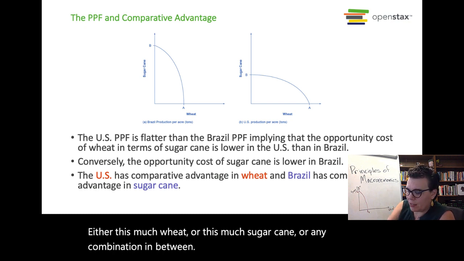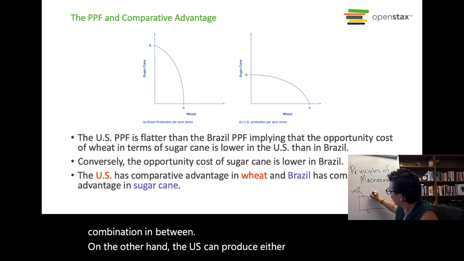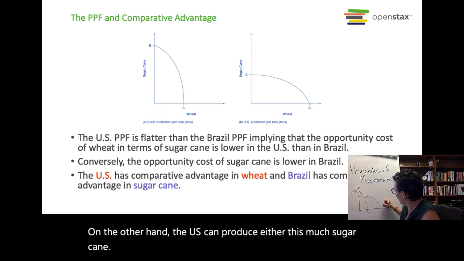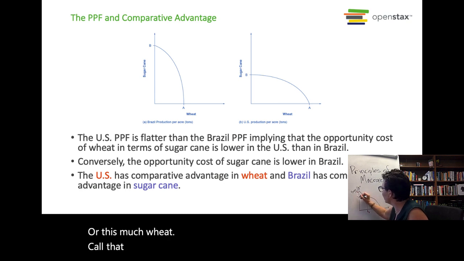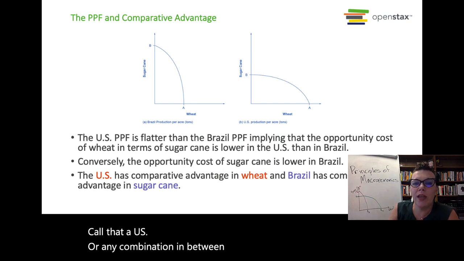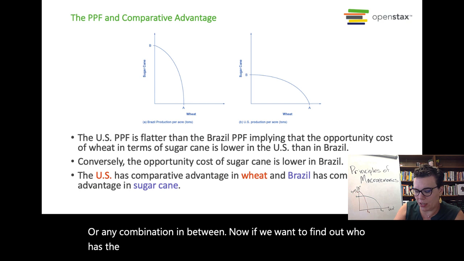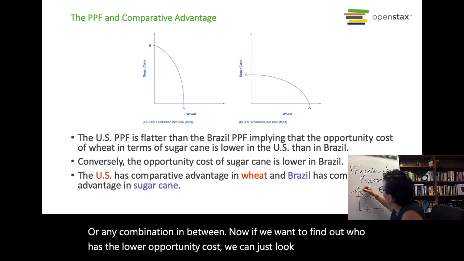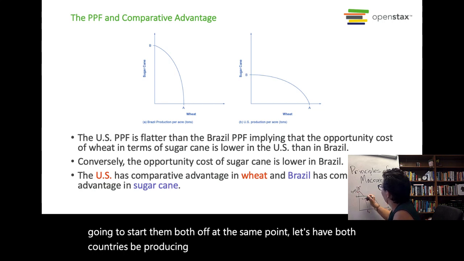On the other hand, the U.S. can produce either this much sugarcane or this much wheat. I'll just call that AUS, or any combination in between. Now, if we want to find out who has the lower opportunity cost, we can just look and say, okay, if I'm going to start them both off at the same point, let's have both countries be producing here. Let's just call it B1.